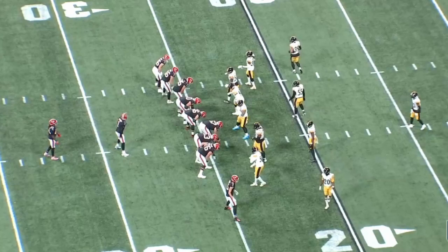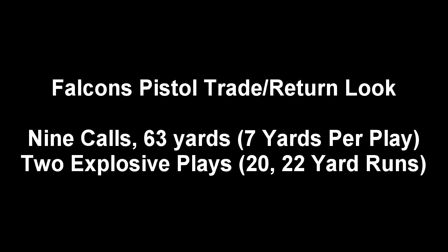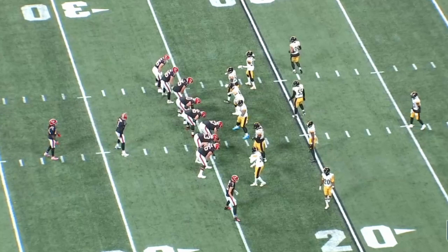To recap, I want to put some numbers on screen. Again, Atlanta ran this look 9 different times. They gained 63 yards off of it. That's 7 yards per play, a very strong number, with 2 plays going for explosive plays of 20-plus yards or more. A 20-yard run and a 22-yard run. So 2 chunk plays off of the 9 calls, 8 of them runs, 1 of them the pass that was incomplete.